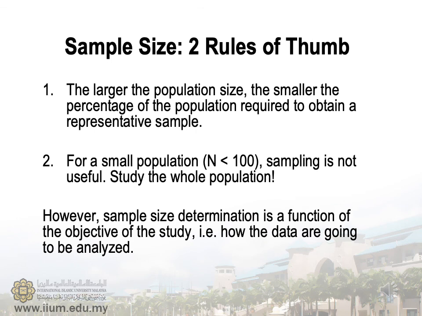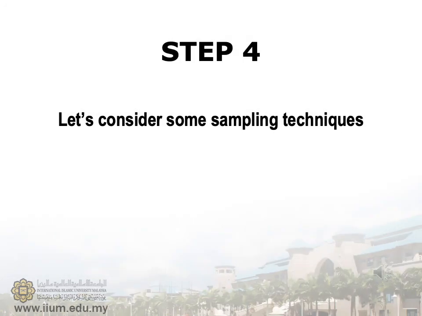What about the sample size? How many respondents are enough? The rule of thumb suggests that 1. The larger the population size, the smaller the percentage of the population required to obtain a representative sample. 2. For a small population, when the population size is less than 100, sampling is not useful. You may instead study the whole population. Here are examples of sampling techniques.